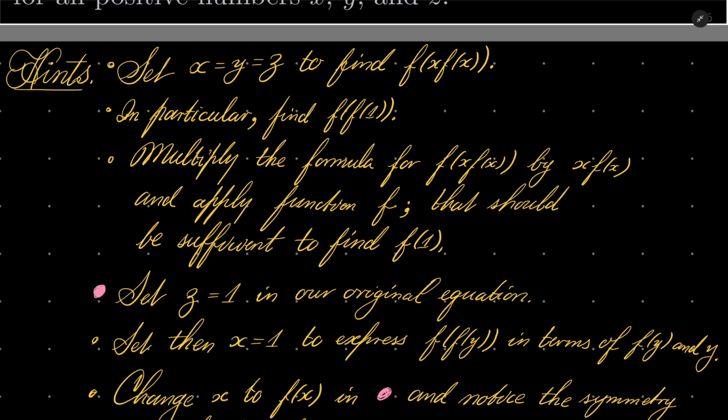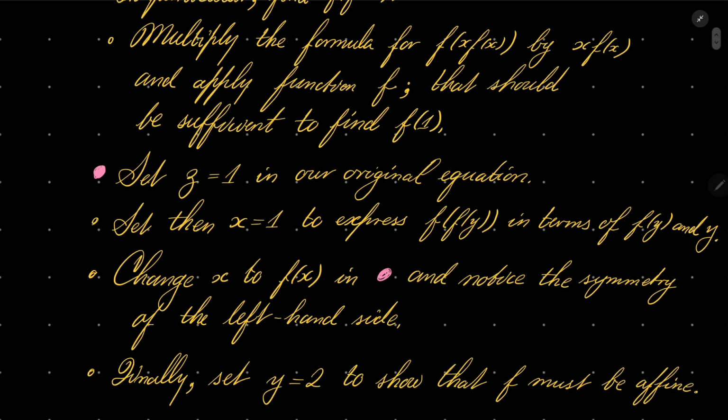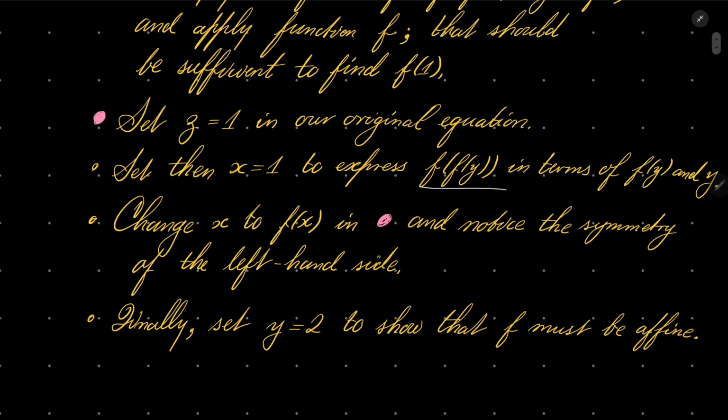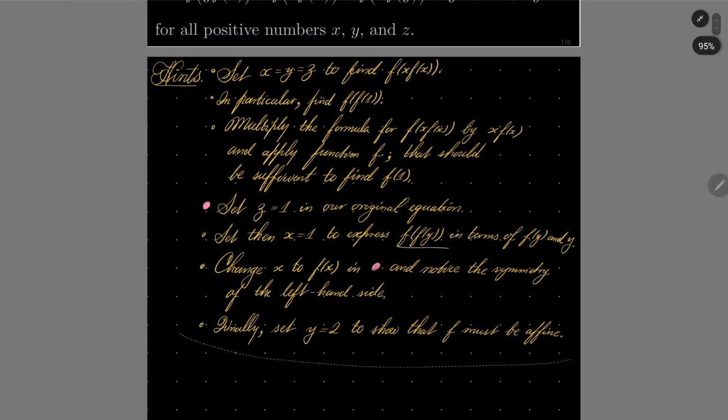right? And then set z to be 1 in our original equation, then set x to be 1, and express f(y) in terms of f(y) and z. And crucially, to produce some type of symmetry, change x to f(x) in our condition, which I marked previously by this pink dot. And notice the symmetry going on the left-hand side. Finally, use this symmetry, set y to be 2 to show that our function must be affine. So give this problem a try, and I will see you in just a minute.